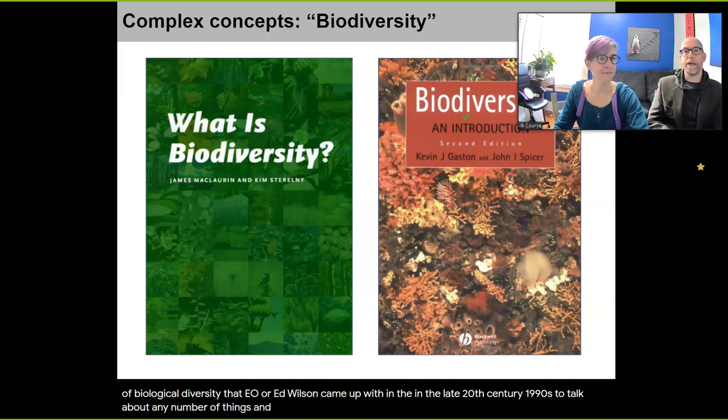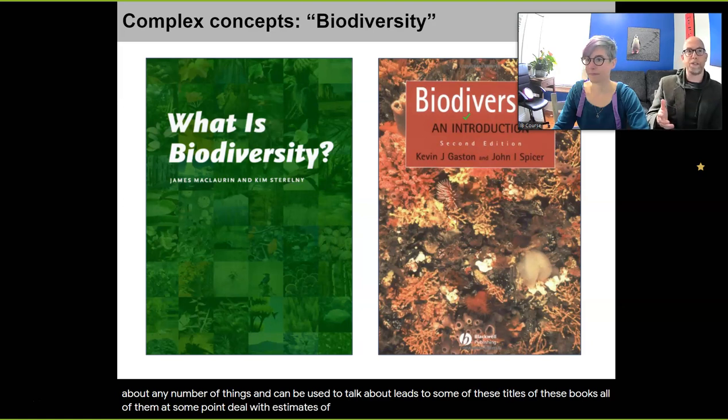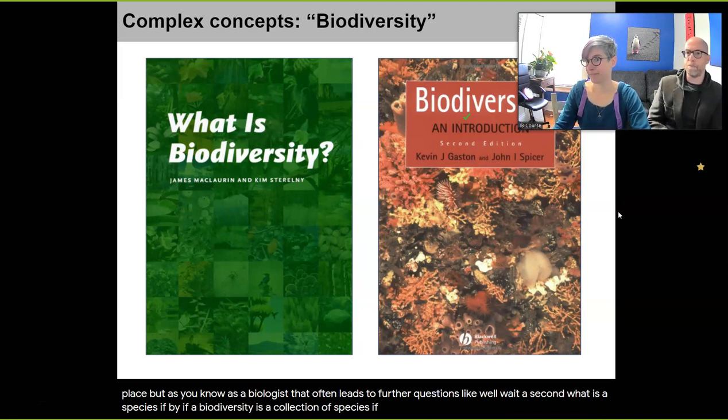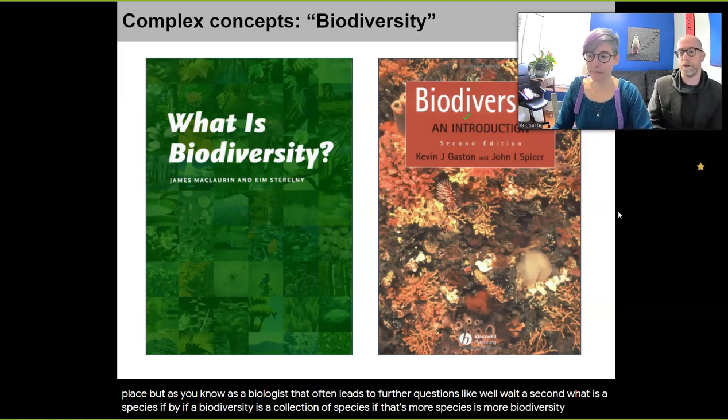And the range of things that it can be used to talk about leads to some of the titles of these books. All of them at some point deal with estimates of diversity, maybe the most species-rich place. But as a biologist, that often leads to further questions like, well, wait a second, what is a species? If biodiversity is a collection of species, and more species is more biodiverse, what's a species?